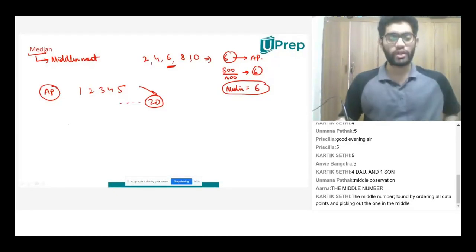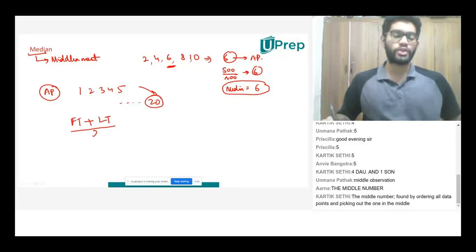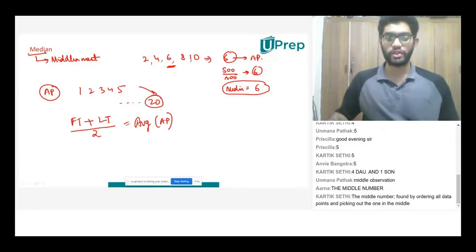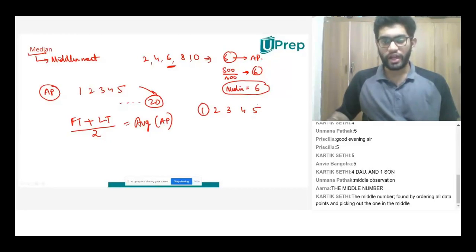But now guys, if you think logically, instead of thinking about which number comes in between, there is another simple thing you can do. When you take the first term and you take the last term and divide by 2, that is also giving you the average when the numbers are in arithmetic progression. Isn't it? So for example, if I take 1, 2, 3, 4, 5, this is the first term, guys, and this is the last term.